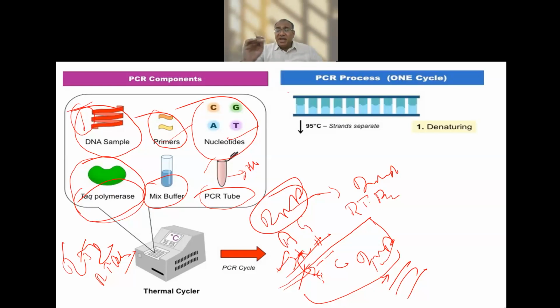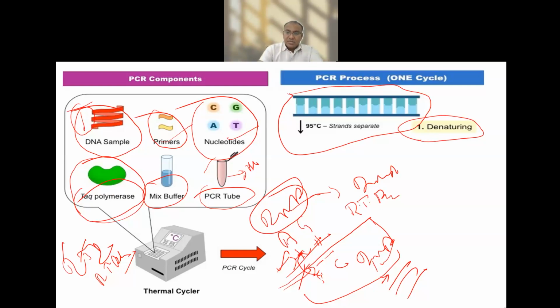Now, this is the DNA strand which is being given to me. I want this DNA strand to get fragmented, broken down. I want this DNA fragment to be denatured. So the first step I'm going to use is called denaturation. Now, this particular denaturation, for me, is very important.